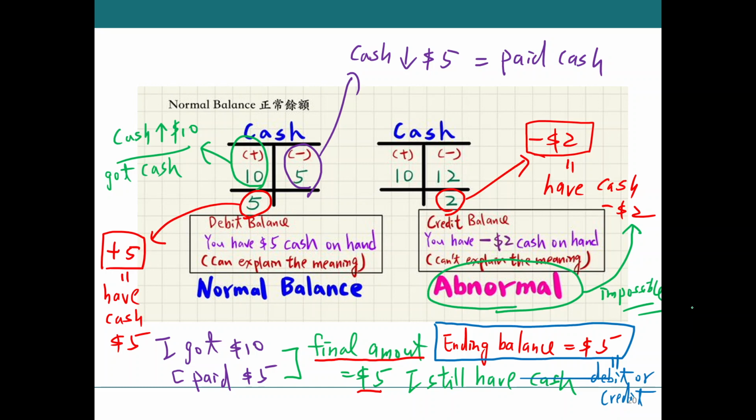So you should be careful. After you find out balance, after you find out final amount, you should double check it. Double check whether the final amount appears on your correct side. Okay? So cash on debit side is normal, is correct. So we call it normal balance. Normal balance means what? 正常余额 means what? It means the correct side.